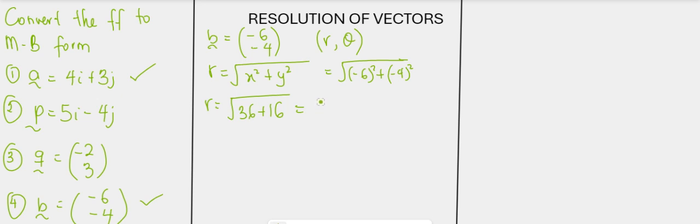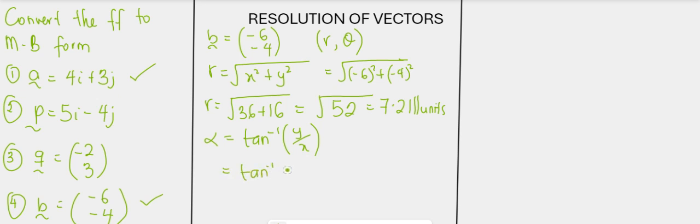This is going to give us the square root of 52, which is 7.2111 units. I always like to use 4 decimal places if it's not a final answer. Now to get our theta, we need to first find the angle the vector makes with the x-axis, which is given by alpha is equal to tan inverse of y over x. Now in this case, you need to disregard the negatives. So we are going to have tan inverse of 4 over 6.